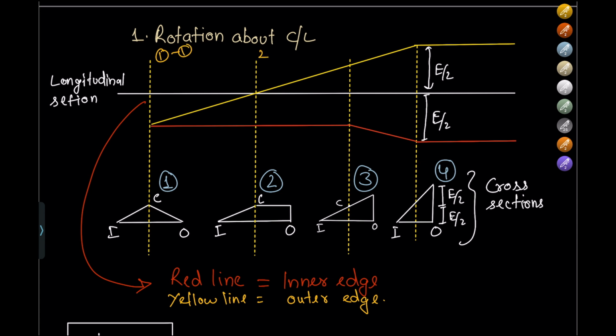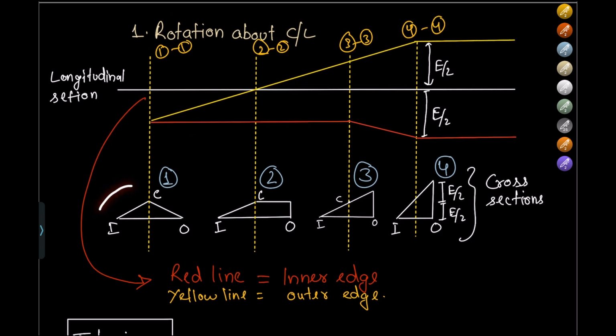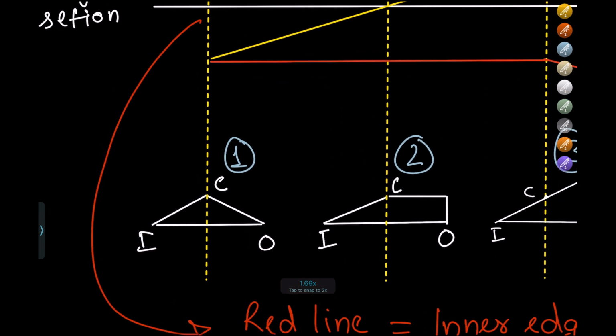This will be called 2-2, this will be called 3-3, and this will be called 4-4. Right. So for section 1-1, the cross section has been shown in this figure. In this figure, the outer edge is represented by O and the inner edge is represented by I.